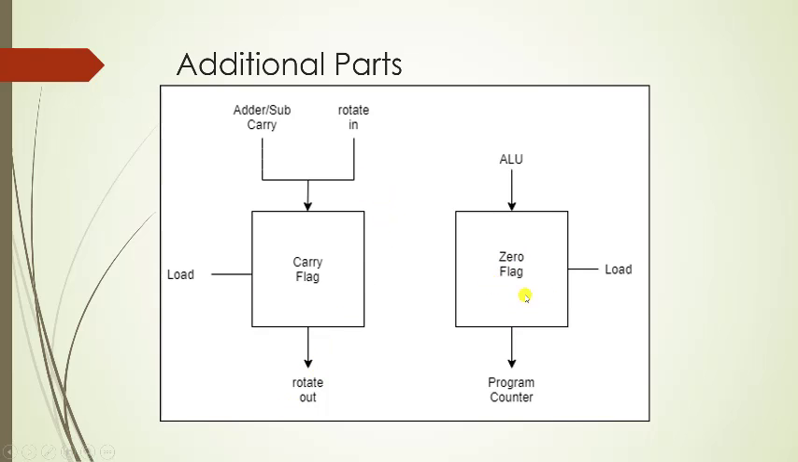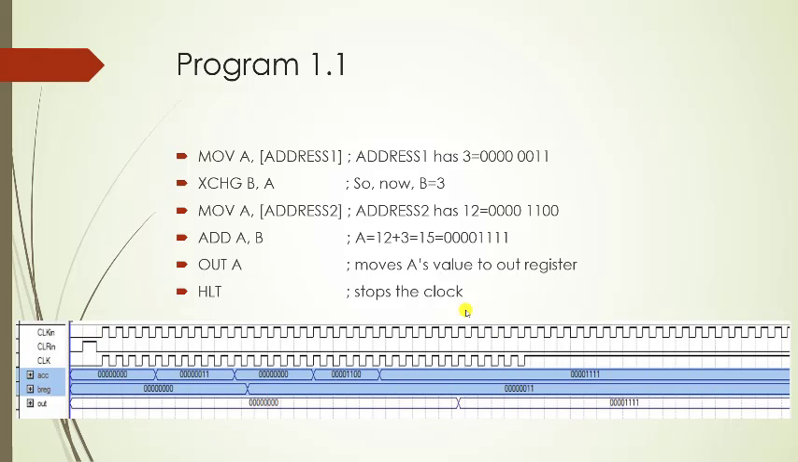There is also a zero flag which indicates if the contents of the accumulator are zero or not. It takes value from the arithmetic logic unit and outputs the value to the program counter. Because if we want to implement the jump if not zero command, then we will have to use this value in the program counter to update the current line of the program. Now we will demonstrate the procedure of the PC using some example programs.